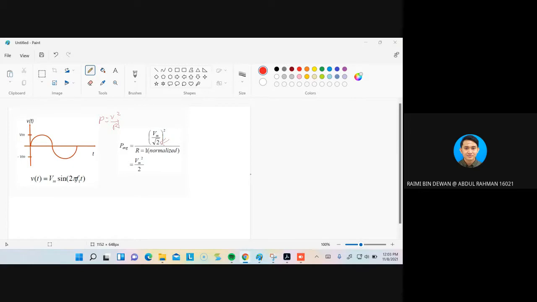Anyone want to try? Or maybe it's a bit difficult to explain over audio, so you can use Google Chat. Why do we have this? Why do we have square root of 2 here? Why is it not just direct V squared? Anyone? Circuit theory, this is circuit theory. Okay, let me explain it like this.